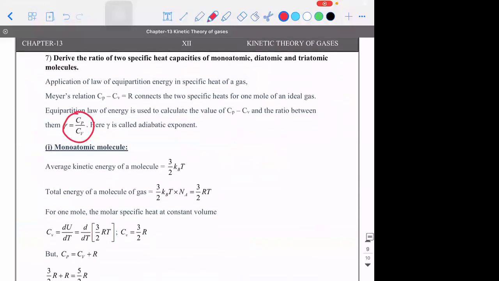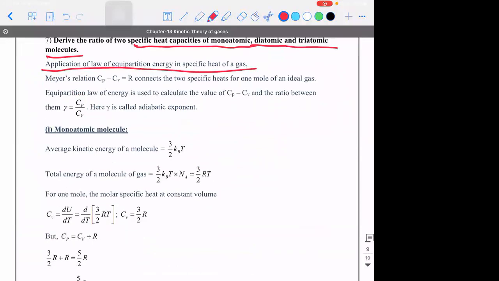Now we are going to derive the ratio of the two specific heat capacities of monoatomic, diatomic, and triatomic molecules. This is a very, very simple thing. Just concentrate. We are going to use the application of the law of equipartition of energy to the specific heats of gases. The two formulas you are supposed to know: Cp minus Cv is equal to R, which we saw in thermodynamics and is called Mayer's relation. Similarly, Cp by Cv is called gamma, the specific heat ratio.